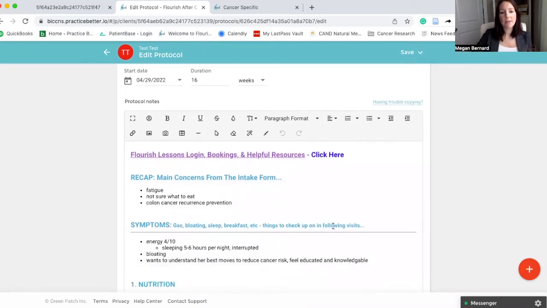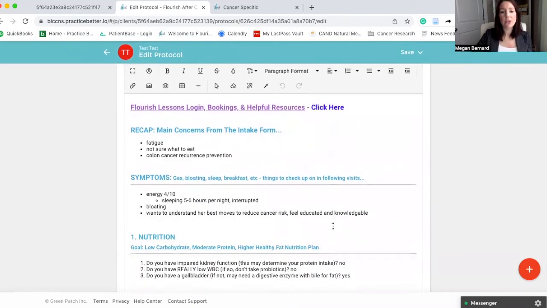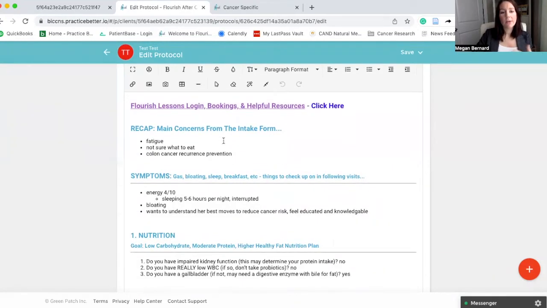But this is what the protocol will look like whenever you get into your first visit. We will recap any main concerns that you've had, any symptoms that you've had. And this is a very important part for us as well as you, because what we do is we then use this information to compare it to your follow-up appointments too.